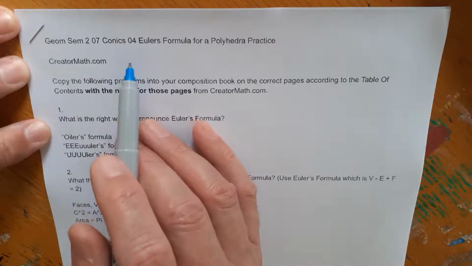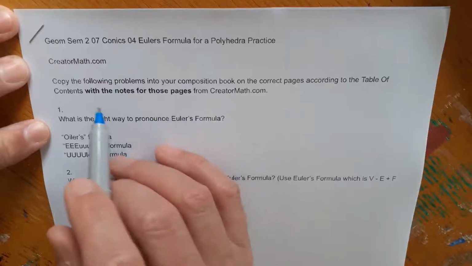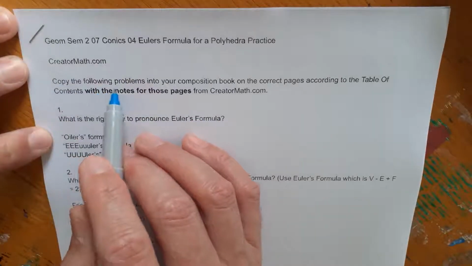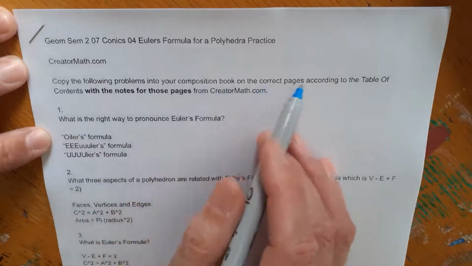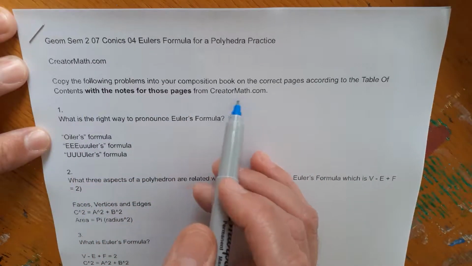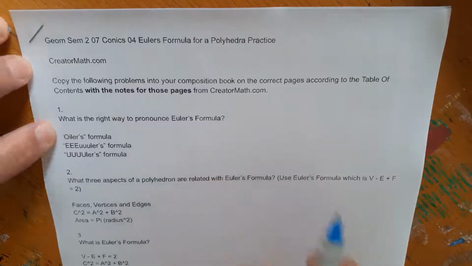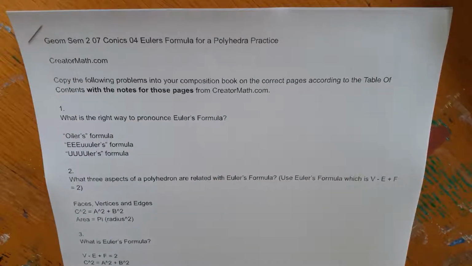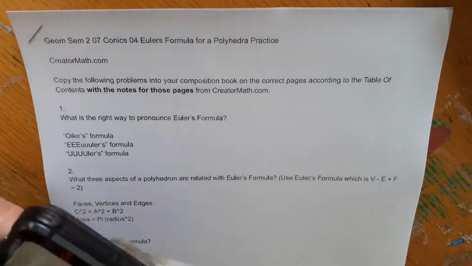You might have to type in creatormath.weebly.com to find it. The instructions are to copy the following problems into your composition book on the correct pages according to the table of contents, with the notes for those pages from creatormath.com. And with that, I'm going to model for you. We're going to look at the notes.